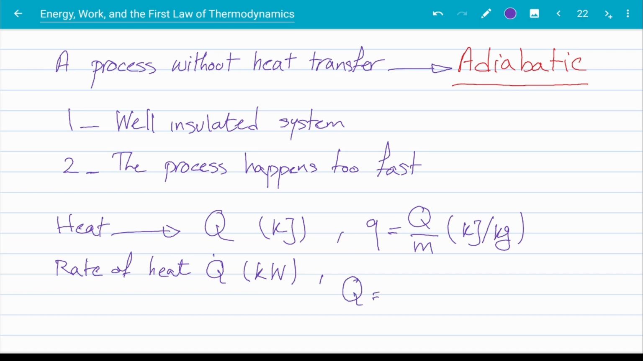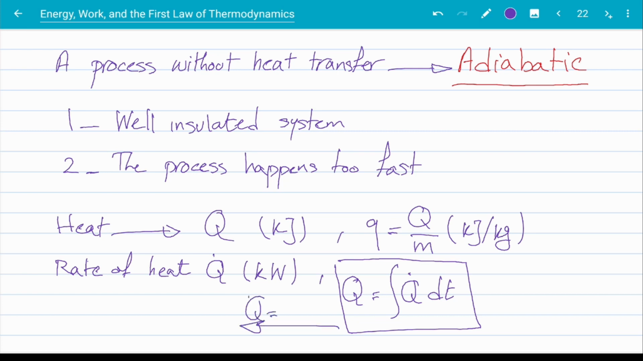The equation that relates Q, heat transfer, and Q dot, rate of heat transfer, is shown here. Q is the integral of Q dot dt over the time period. Now, if we are dealing with a special case where Q dot is constant, then the integral reduces to Q equals Q dot times delta t.